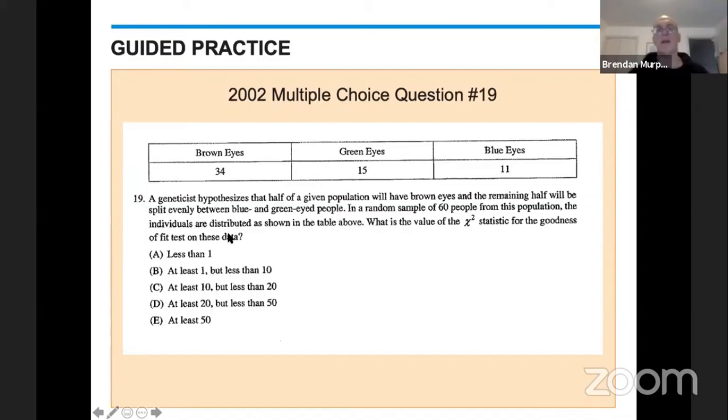So again, we won't run the test here, but this feels like a classic goodness of fit test to me. I have a predetermined model, 50%, 25%, 25%. I've collected some data randomly and I want to see how well it fits my model? So that's a classic goodness of fit problem.